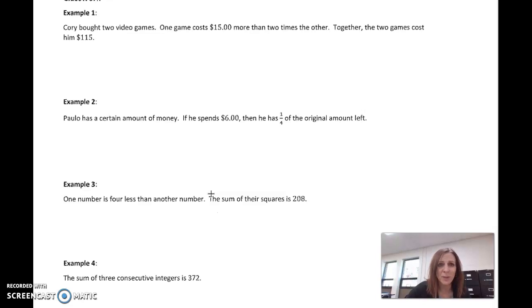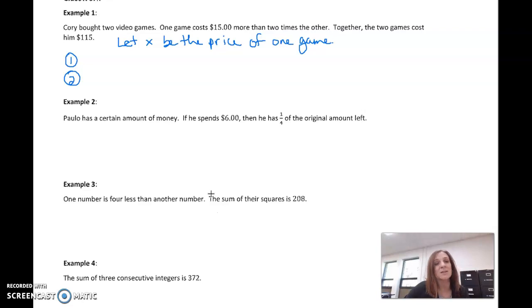I don't really care what variable you use, but define it. Here's what I mean. He bought 2 video games. One game costs this much more than the other. So I want to let X be the price of one game. Now, I don't always do this next part, but I do find it's helpful sometimes. I know I'm buying 2 games, so I try to break it up like this so I can see what each game costs. So I'm letting X be the price of one of the games.